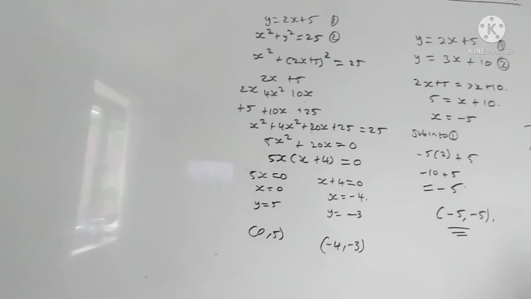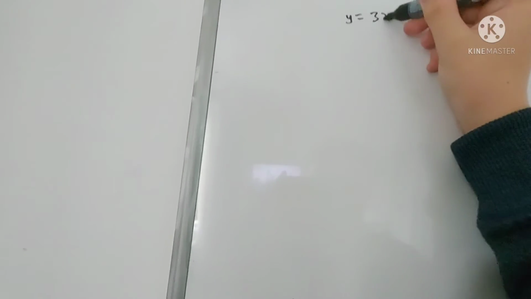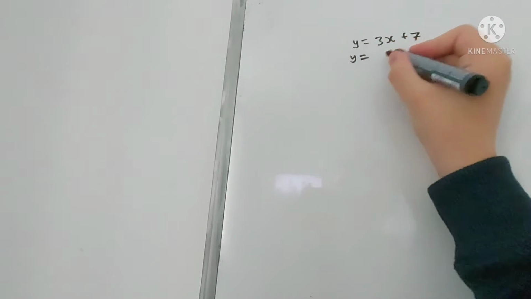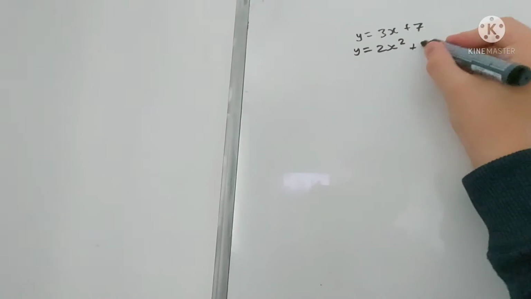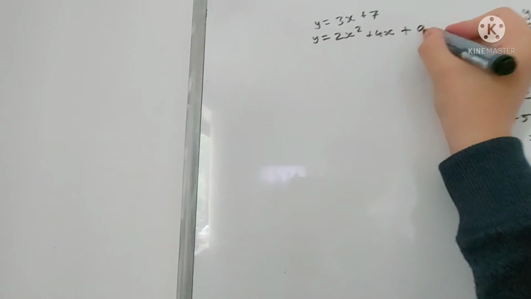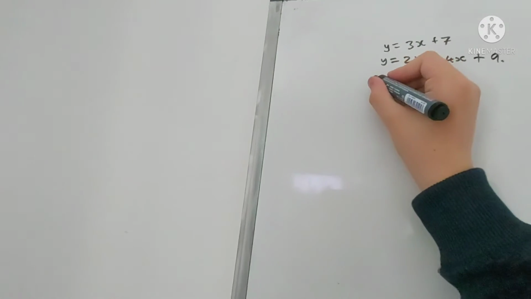Okay. Now you might end up with a linear and a quadratic. So I have y equals 3x plus 7, and I don't know, y equals 2x squared plus 4x plus 9, for example. I'm making these up on the spot. Same, so I can put them equal to each other.